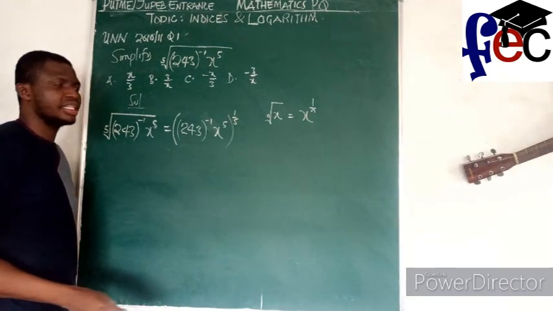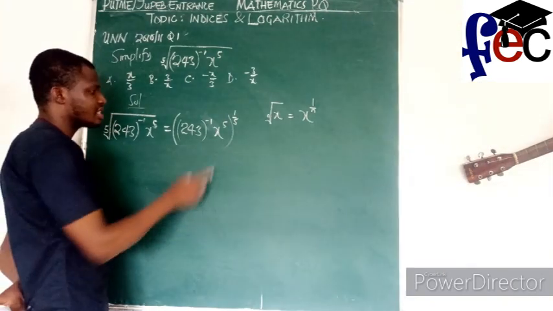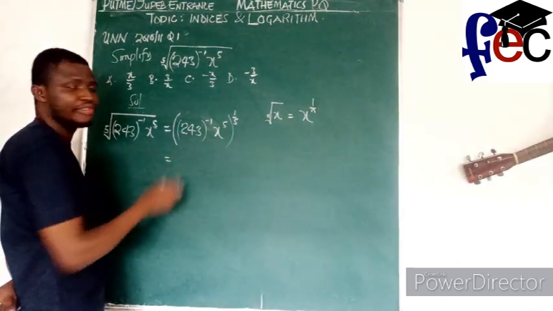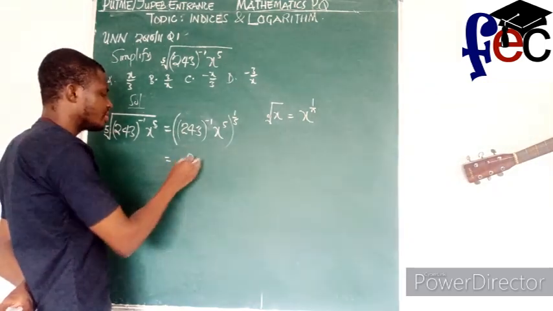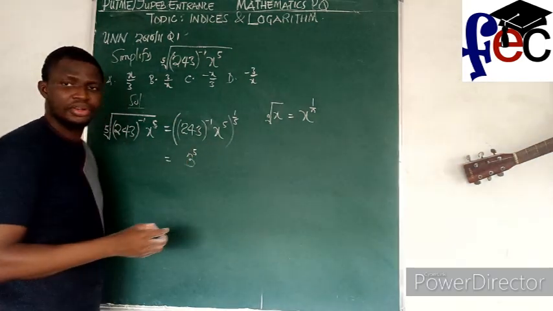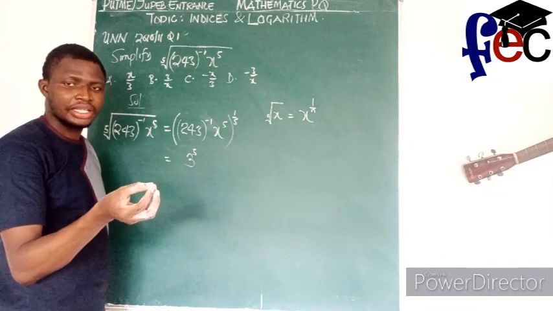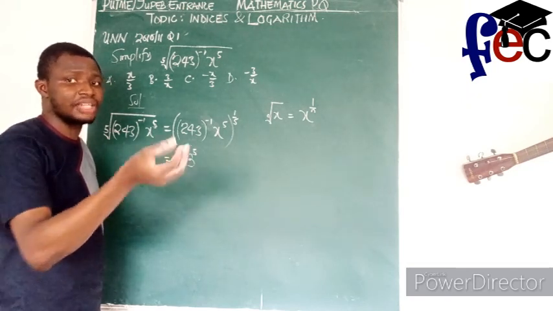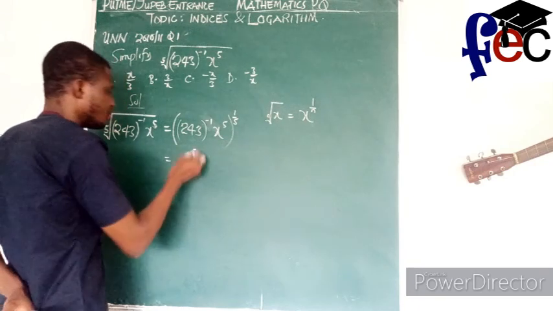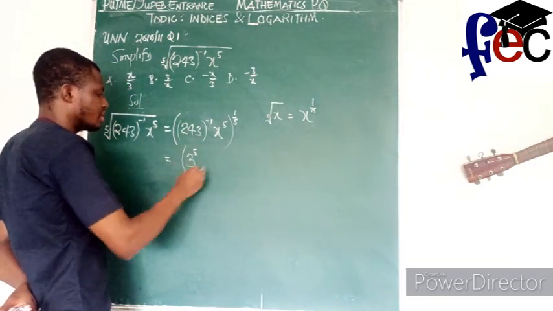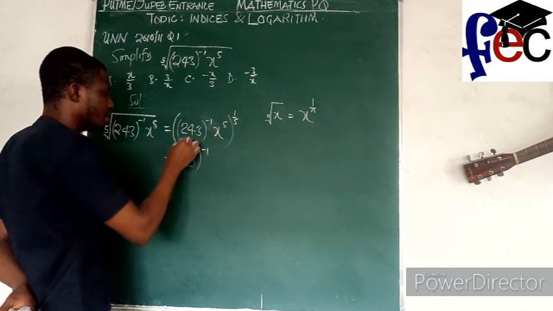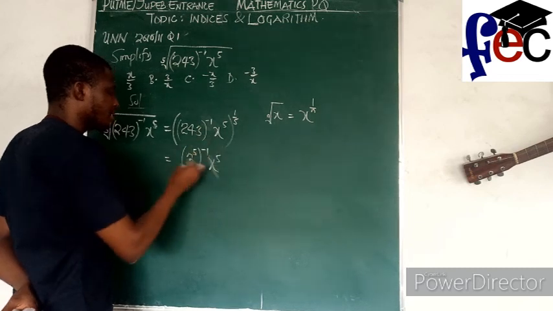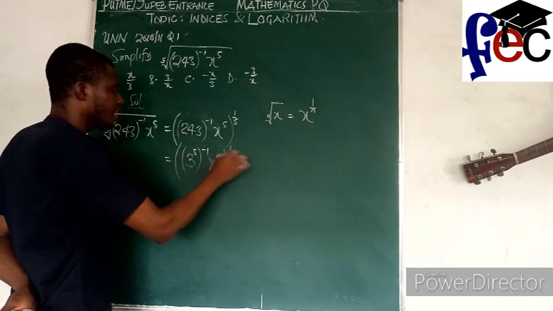Okay, what other thing can I do again? Do you notice that I can simplify this guy? This 243 is the same thing as 3 raised to power 5, because I know 3 times 3 gives me 9, times another 3 is 27, times another 3 is 81, times another 3 is 243. So now this has been changed to 3 raised to power 5, then raised to power minus 1, then x raised to power 5, then everything raised to power 1 over 5.